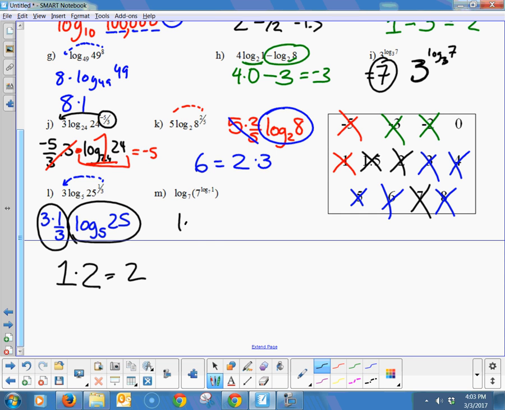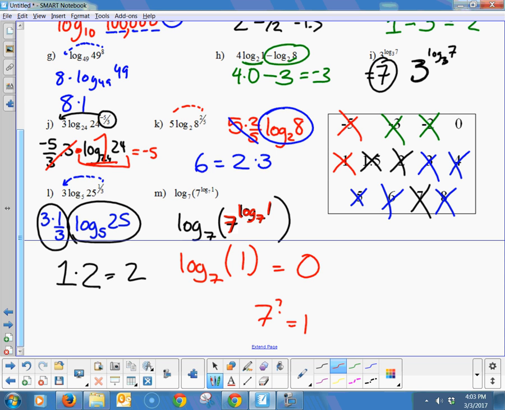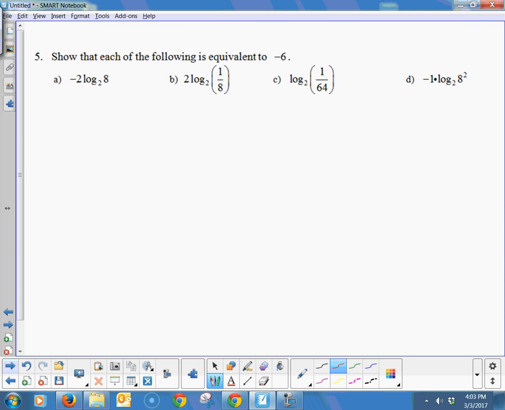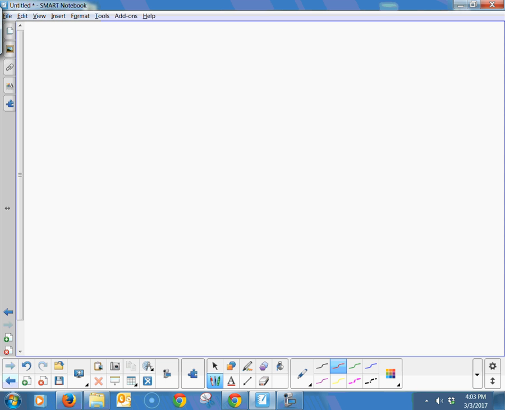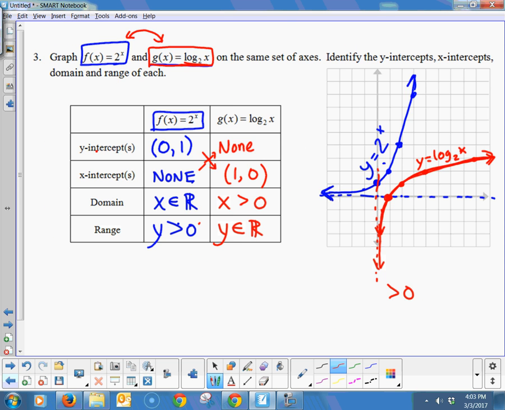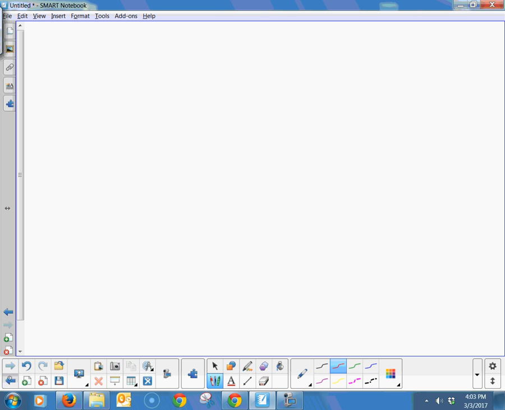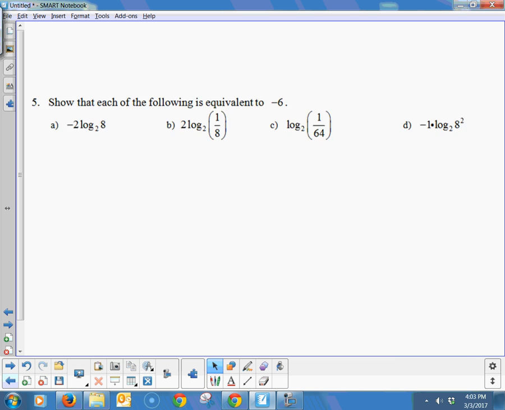And, oh good, log base 7 of 7 to the log base 7 of 1. Okay, well, 7 to the log base 7 of anything is the anything. And log base 7 of 1 means 7 to what power is 1? And that is 0. Woohoo! Almost there. Is this the last one? Yeah, it is. How exciting. There it is. All right.